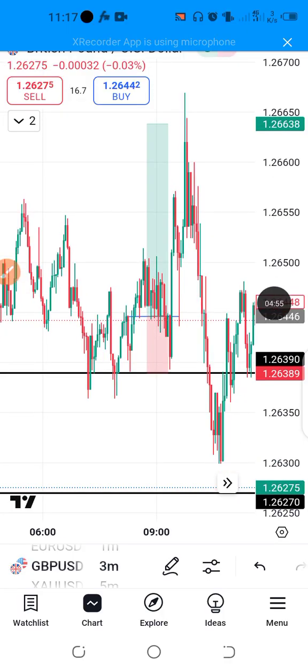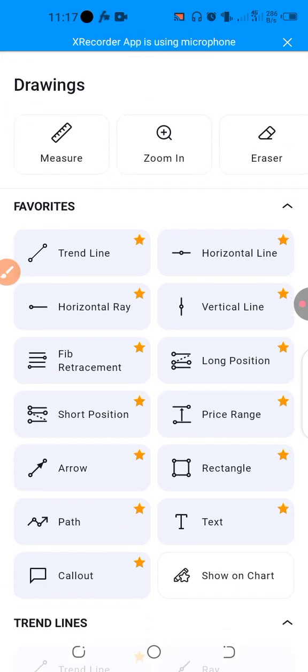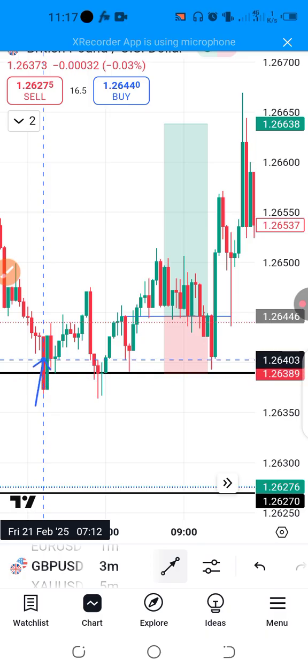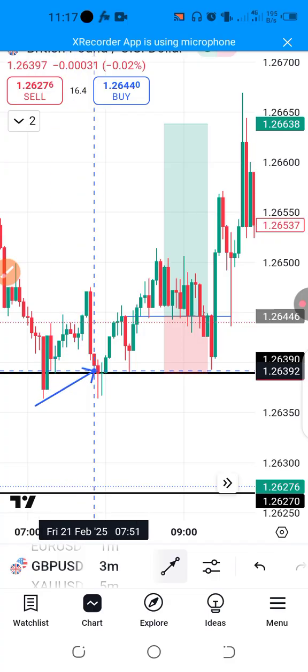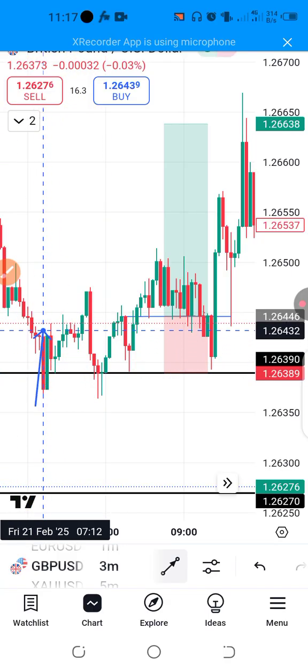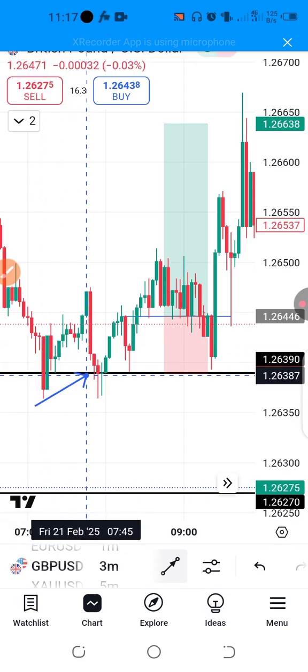My first entry was this. You see this candle here. Once this candle formed, that was 7:15 a.m. New York local time. This candle hit my line, and we have this forming. That is my early indication that this line will hold.